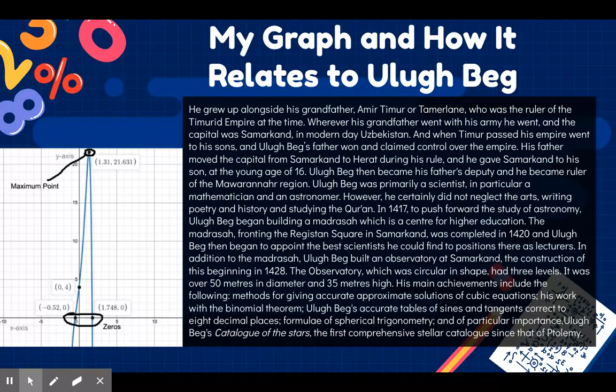In addition to the madrasa, he built an observatory in Samarkand, and the construction began in 1428. The observatory, which was circular in shape, had 3 levels. It was over 50 meters in diameter and 35 meters high.